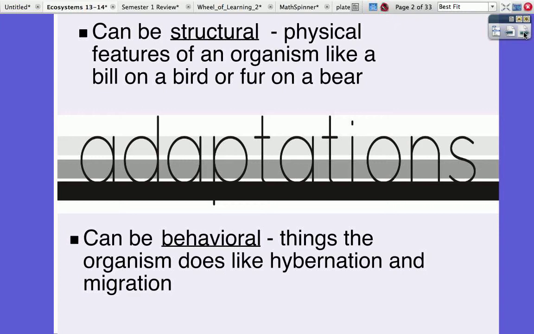Structural are physical features like the bill on a bird, the fur on a bear. It also includes internal structures like adapted lungs for the amount of oxygen available and things like that. Whenever we look at behavioral adaptations, we're looking at things that organisms do in order to better survive in their environment, such as birds migrating and bears hibernating.